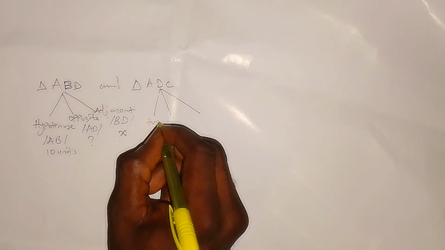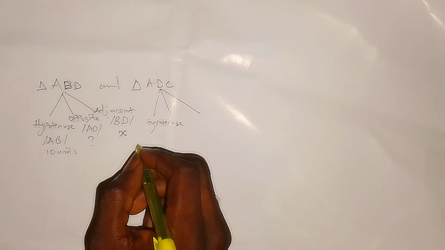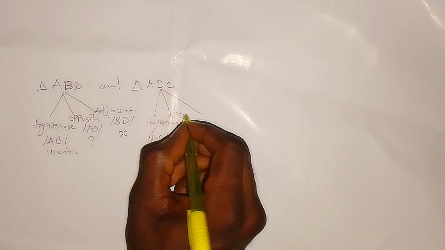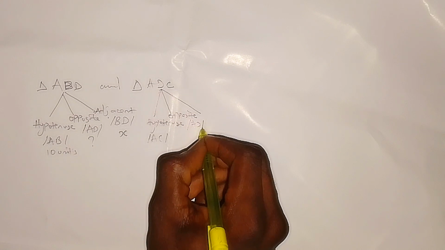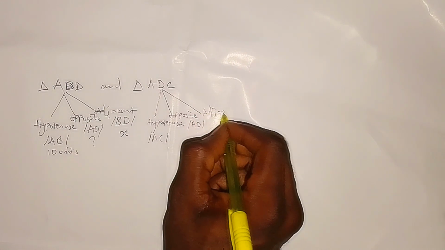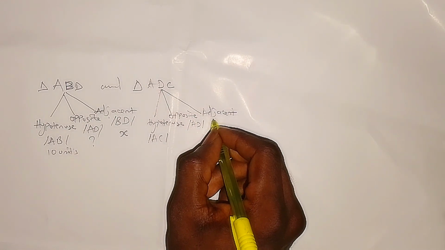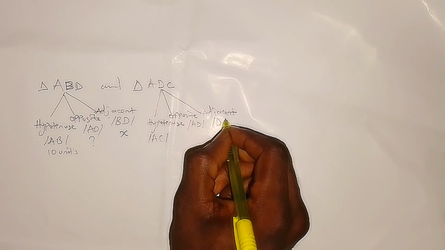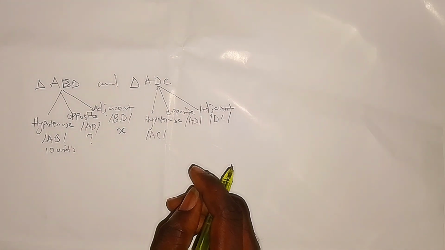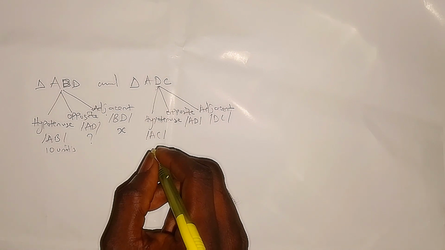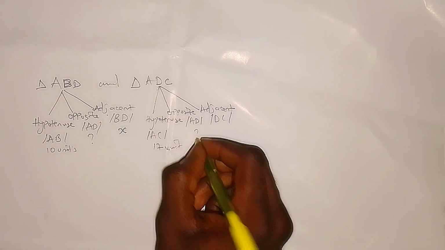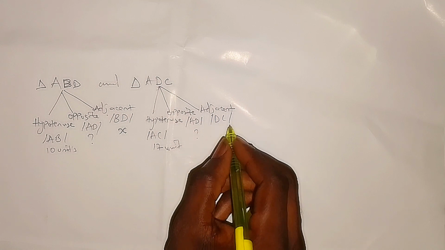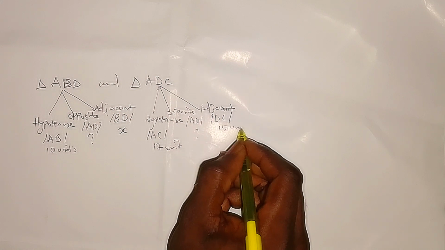The first side, which is the hypotenuse, we're going to be having side AC as its hypotenuse. Then the opposite, we're going to be having side AD as its opposite. And the last side, which is the adjacent side, we're going to be having side DC as its adjacent. And also, each of them have their own values. Side AC is given as 17 units. Side AD also no value. And side DC having its value as 15 units.